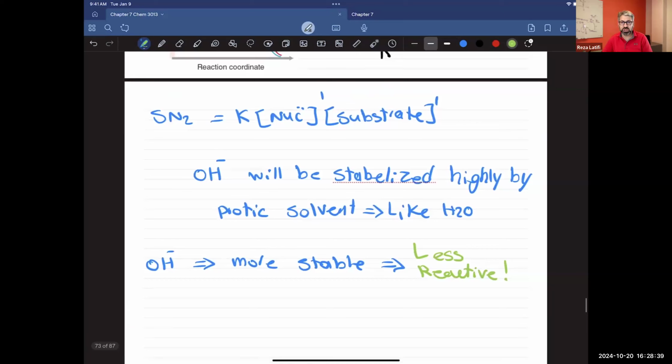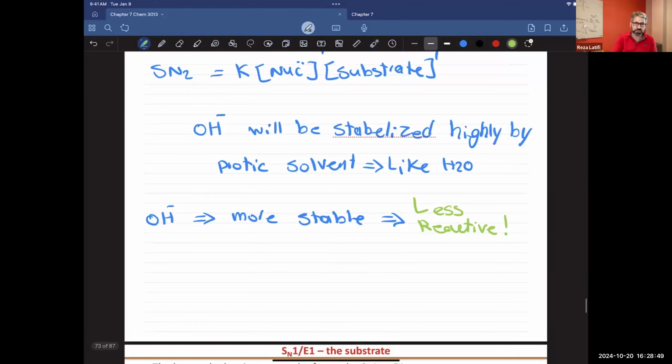So if you use a polar protic solvent, you're going to kill the nucleophile. Your nucleophile is not going to be that reactive, and this is going to be really bad for the SN2 reaction. So for an SN2 reaction, when it comes to the nucleophile, you need a solvent that cannot stabilize the nucleophile. And yes, because you don't have much positive charge, you don't care about the intermediate.